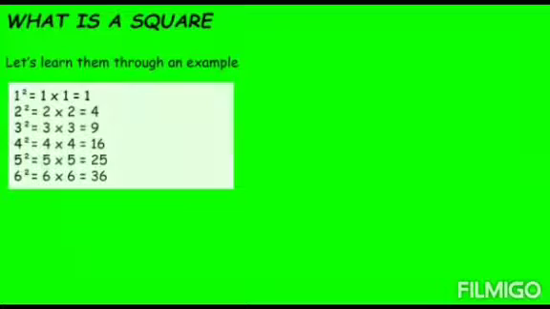1 square is equal to 1 into 1 is equal to 1. This equation shows that the same number is multiplied twice. If you observe the other examples, 2 square is equal to 2 into 2 is equal to 4. 3 square is equal to 3 into 3 is equal to 9, and it keeps on going. The exact square of a number is known as a perfect square.